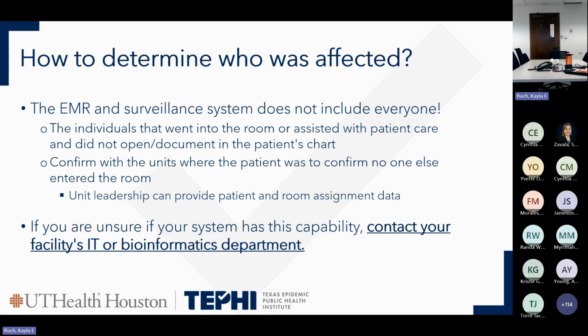So as I mentioned, the EMR system doesn't include everyone, so you're still going to have to circle back with the unit to confirm that no one else went into that room and talked to the staff. And as I mentioned, if you don't know how to do this, or if your system has the capability, contact your facility's IT or bioinformatics department. They should be able to walk you through this step.